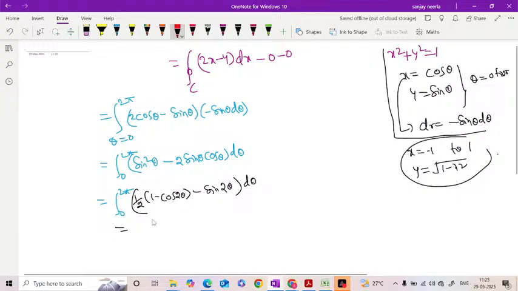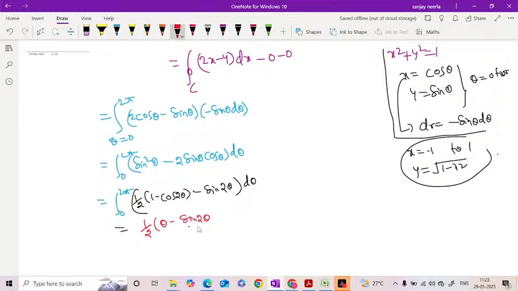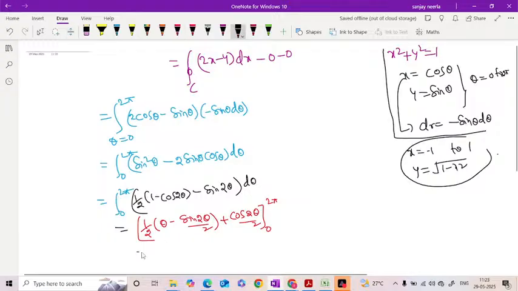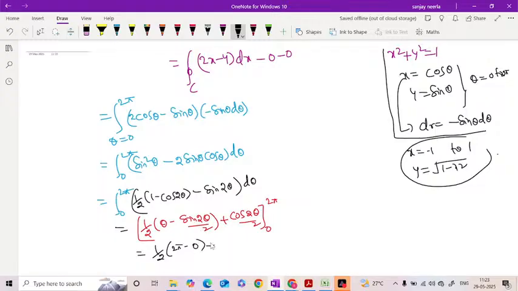Now the integration of 1 is theta, the integration of cos is sin of 2 theta by 2, and the integration of sin, minus cos but already there is a minus, so plus cos of 2 theta by 2, with limits 0 to 2 pi. Apply the upper limit 2 pi: 1 by 2 into 2 pi minus sin of 2 pi, which becomes 0, plus cos of 2 pi.